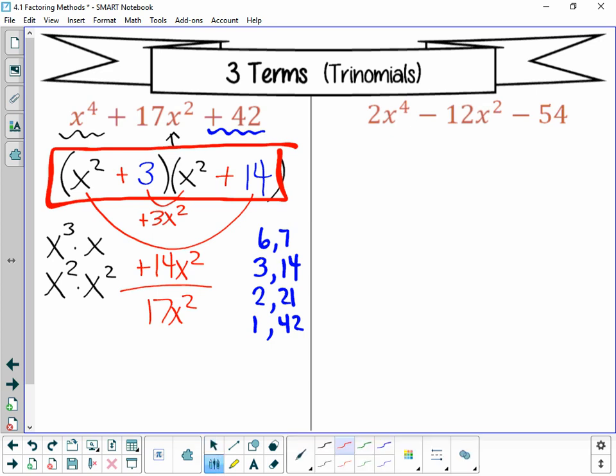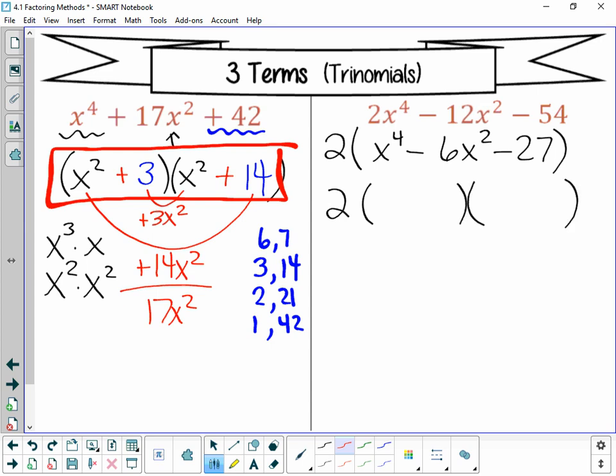All right, let's try another one of those. 2x to the 4th minus 12x squared minus 54. Always pause and check to see if you could factor out a GCF. In this case, we can factor out a 2. So that leaves x to the 4th minus 6x squared minus 27. Okay, so let's see if we can factor this trinomial a little bit more. We still have a factor of 2 at the beginning there.